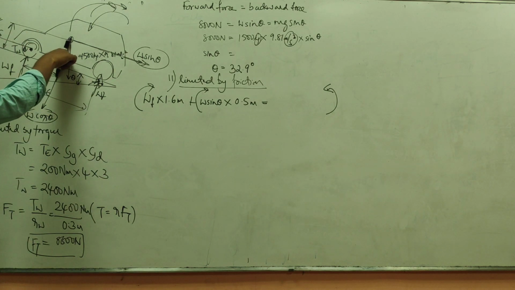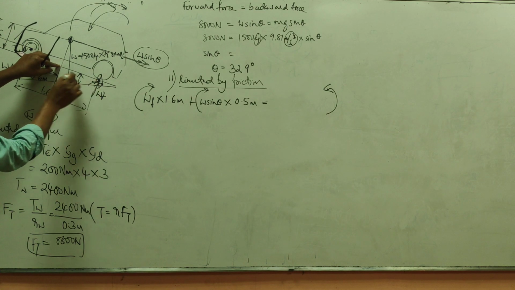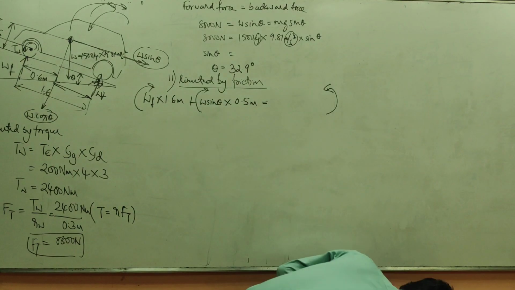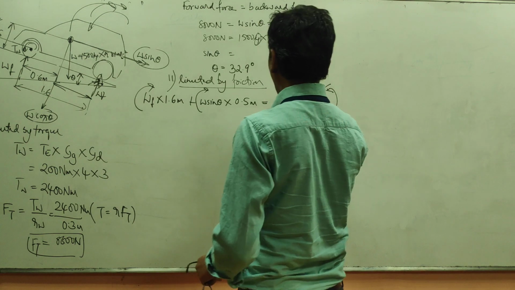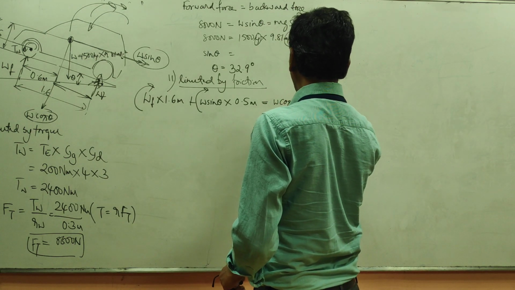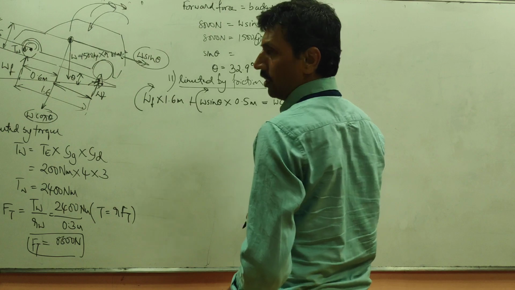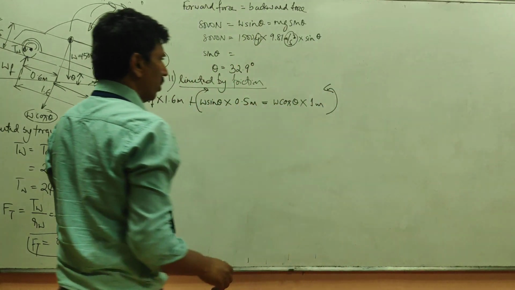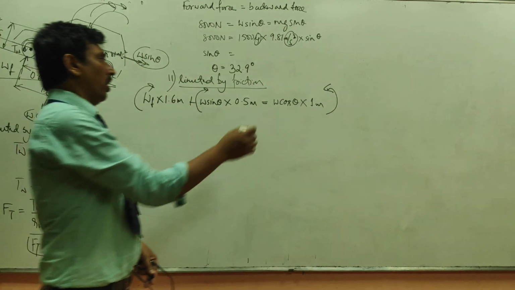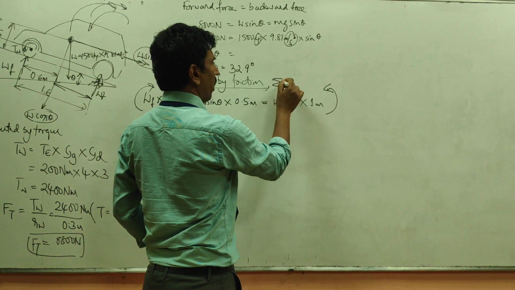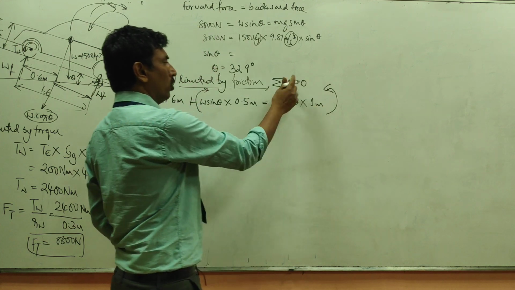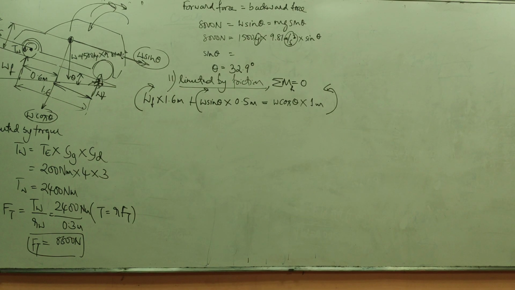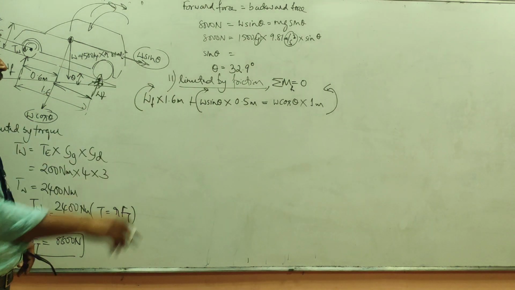So W cos theta is acting like this. About this point, what is the distance, guys, here? It is 1 meter. So I will equate this to W cos theta into 1 meter. Basically what I have done is I wanted the moment about the rear wheel to be 0, and I have taken sigma MR as 0 about this point, and I got this.